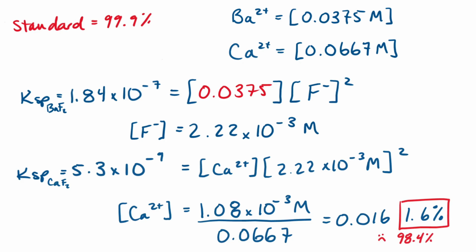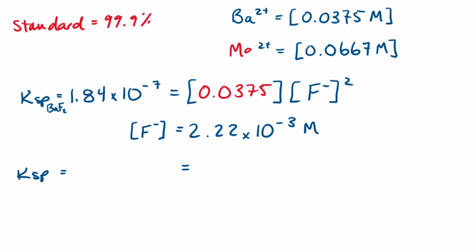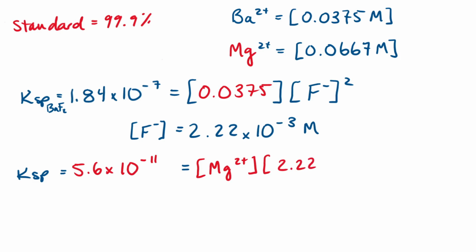Would we have had better luck if it had been barium and magnesium instead of calcium? The magnesium equilibrium formula takes the same shape as barium and calcium, and its KSP is 5.16 times 10 to the negative 11, a much smaller number. There's no change to the amount of fluoride that we can add before barium begins to precipitate, so we just need to calculate the amount of magnesium that can stay in solution with 2.22 times 10 to the negative 3 molar of fluoride. And that concentration is 1.05 times 10 to the negative 5 molar.